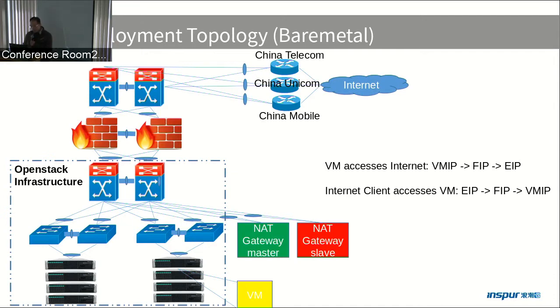Here, if a VM accesses the internet in a compute node, OpenStack Neutron will translate the VM IP to a floating IP, then send the packet to the core switch, then send it to the NAT gateway. The NAT gateway will translate the floating IP to EIP, then send it to the firewall and external routers. For an internet client accessing a VM web service, the process is similar, just reverse the path.